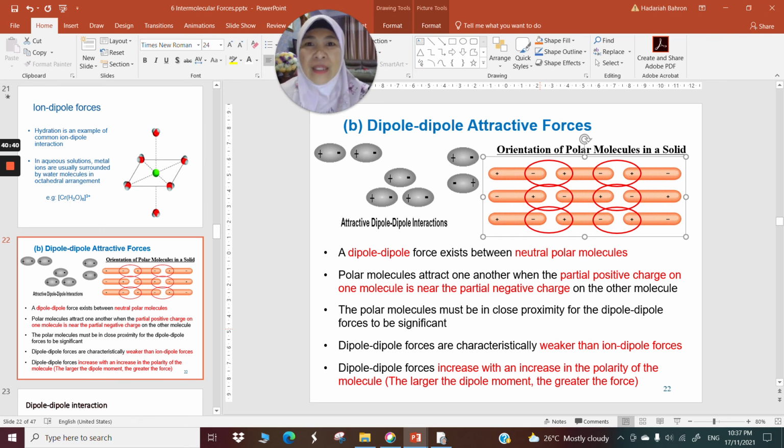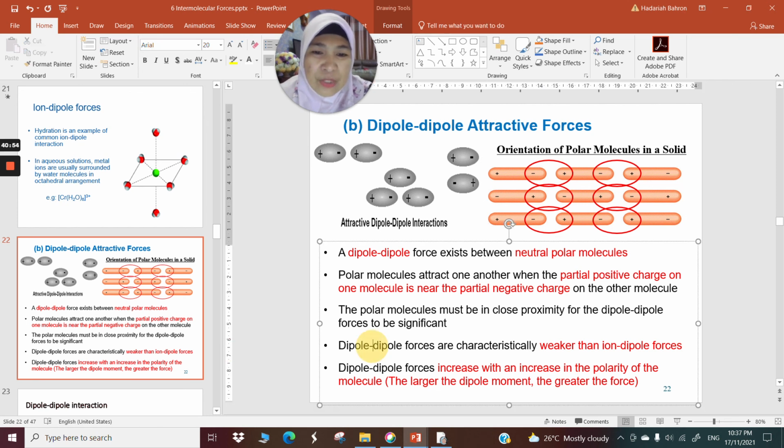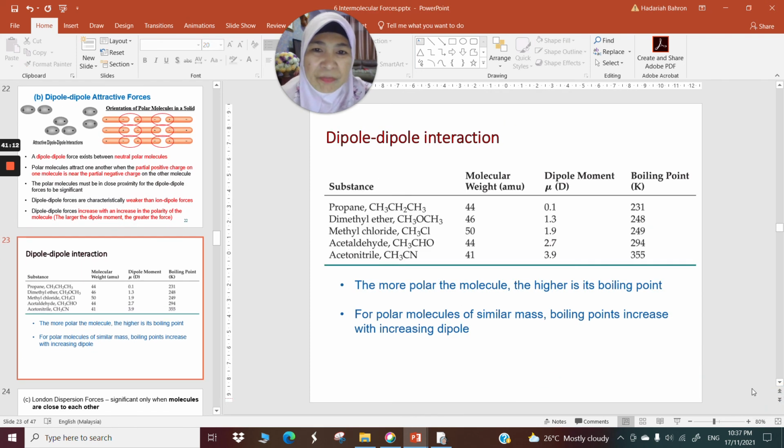As you can remember, these forces only become significant when the interacting particles are close to one another. The dipole-dipole forces are characteristically weaker than ion-dipole, obviously, because ion is a stronger pull. And the dipole-dipole forces will increase with the polarity of the molecule. The larger the dipole moment, the greater the force. That is quite logical, yeah?